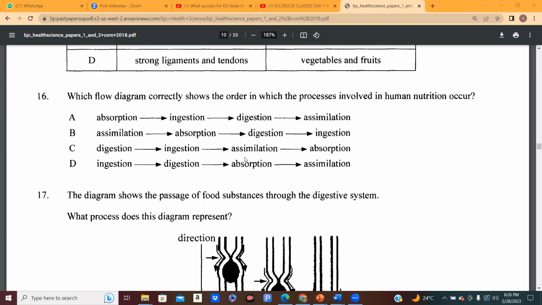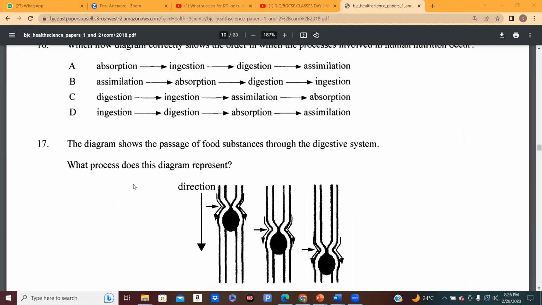Can you answer this question, please? Number 16. Which flow diagram correctly shows the order in which the processes involved in human nutrition occur? For Shante. Yes, sir. Which flow diagram correctly shows the order in which the processes involved in human nutrition occur? Is it A, B, C, or D? It's D. It's D, very good, because ingestion occurs first.